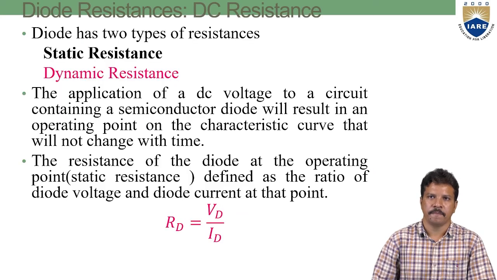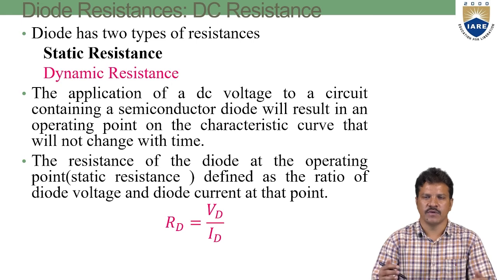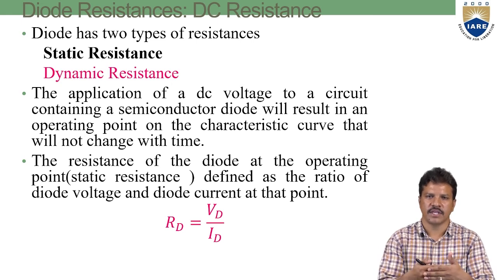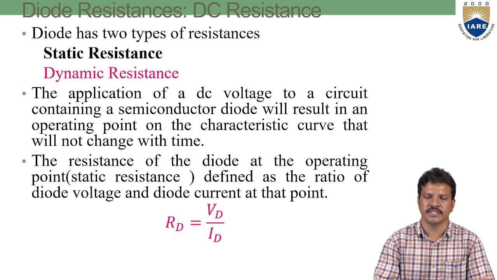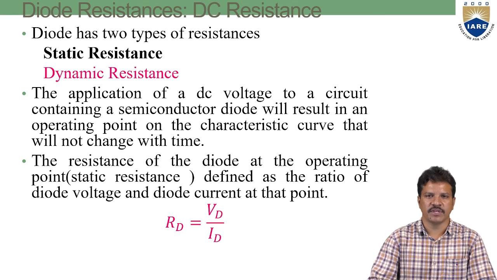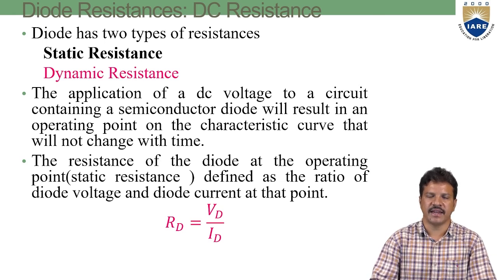Now we will see diode resistances. When we talk about diode resistance, how does the resistance exist in the p-n junction diode? In forward bias the diode allows the current flow. In reverse bias, it does not allow the current flow; it acts as an open circuit. So definitely there will be different types of resistance in forward bias and reverse bias. So the diode has two types of resistance. One is static resistance, another one is dynamic resistance.